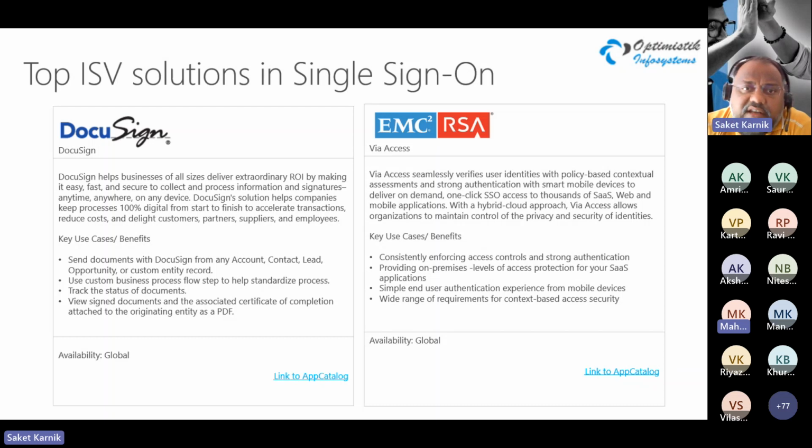Okay, so suppose I create a PDF, I send it to my manager for his signing, and then I track whether he has signed. I might require another level of signature or approval from my manager's manager. So I can maintain all the tracking. Also, there is a way using which I can verify that it is the correct person who has signed it. I mean, I can verify the digital signature itself. Then some use cases for EMC Square: consistently enforce access controls and strong authentication, providing on-premises levels of access protection for your SaaS applications, simple end user authentication experience from mobile devices, wide range of requirements for context-based access security, different requirements for their own application. All driven by the single sign-on provided by Azure AD.